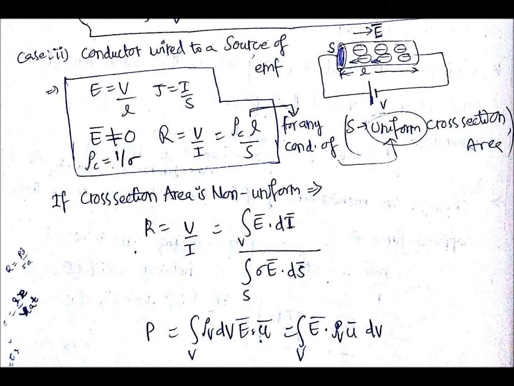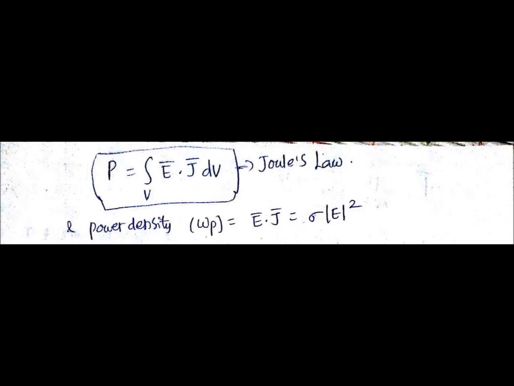And how do we find the power P? It is the integral over volume of rho V E bar dot u bar dV, which equals the integral over volume of E bar dot rho V u bar dV. I am taking rho V inside, just rearranging the terms, because rho V is constant anyway. You will get the power expression as the integral over volume of E bar dot J bar dV. This is nothing but Joule's law.